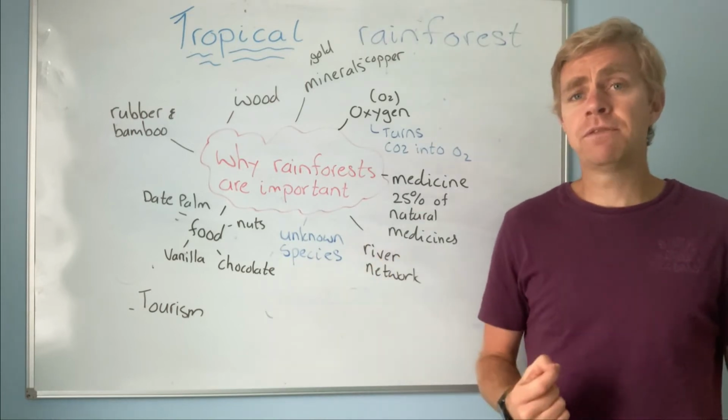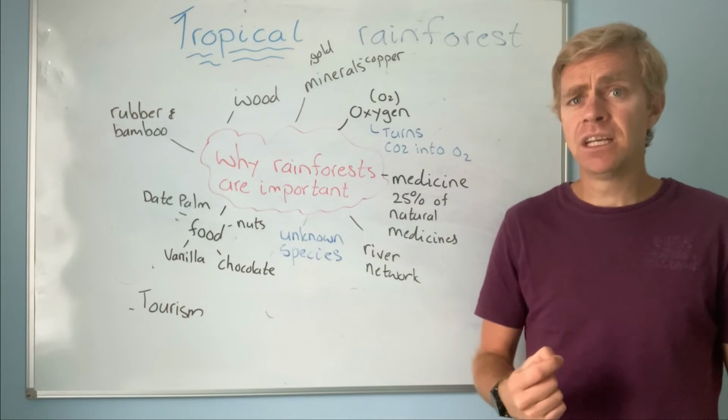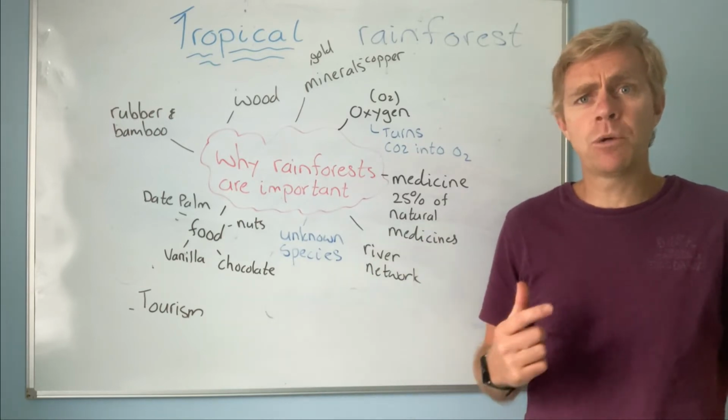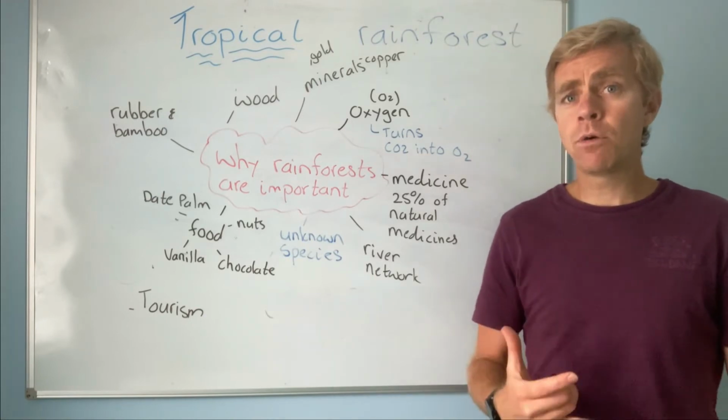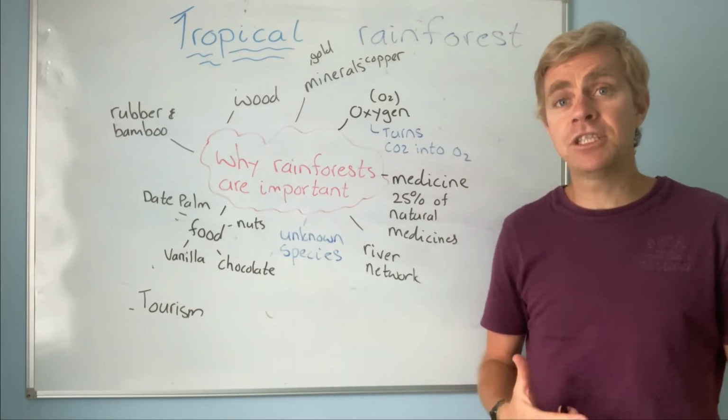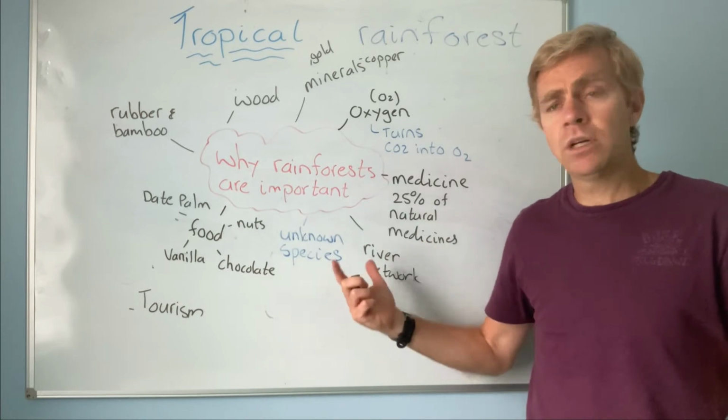Also, in rainforests, there are a lot of unknown species. In other words, plants and animals that we don't know what they are because we haven't discovered them yet. So there are a lot of fauna and flora in rainforests that us humans haven't discovered yet. And if we remove the trees, well, we're going to lose them.